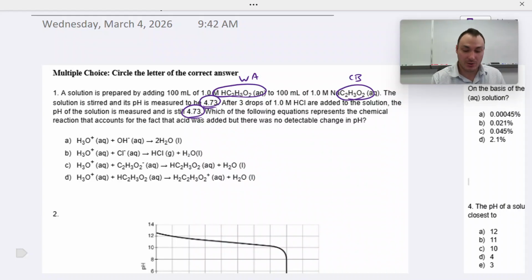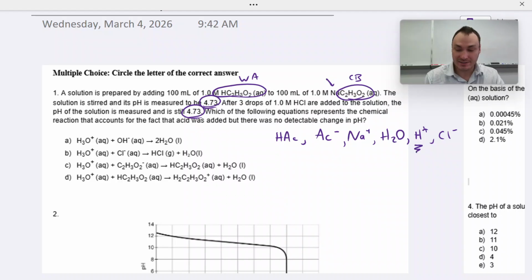The way we figure out the reaction that's happening is we write the major species. So we have acetic acid, we have the acetate ion, we have sodium that comes from the acetate ion because that's in a soluble salt. And then we have water, we always have water, and the last thing we have is when we add hydrochloric acid, we are adding H plus and Cl minus. The strongest acid is the H plus, the strongest base is the Ac minus, so the reaction that happens is H plus plus Ac minus yields acetic acid.